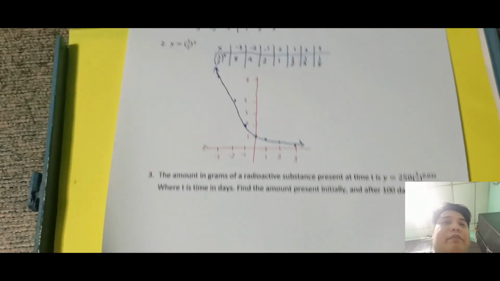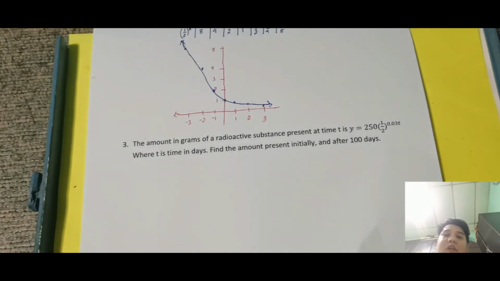Okay, then lastly, we have a problem. So, hindi ko ito i-graph. So, the amount in grams of radioactive substance present at time t is y is equal to 250, 1/2 raised to 0.03 t, where t is in days. Find the amount present initially and after 100 days. Okay, so sabi nga dyan, y is equal to 250, 1/2 raised to 0.03 t. So sabi nga, hanapin natin yung amount niya present initially and amount niya after 100 days.